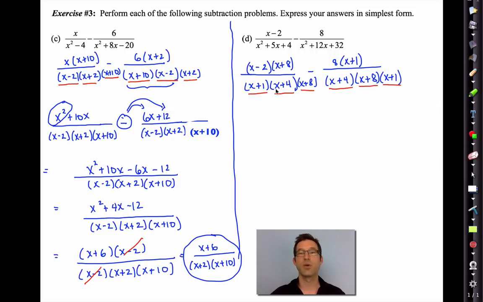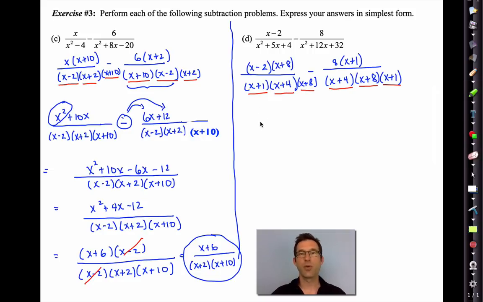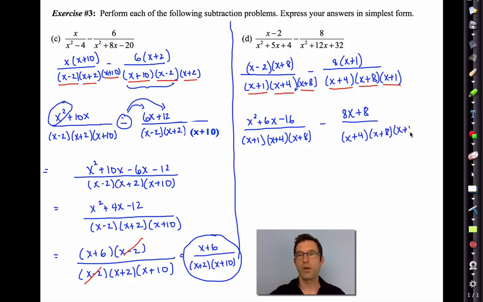There it is, x plus 1 times x plus 4 times x plus 8. Wonderful. So now let's multiply out the numerators. Now that first numerator is a little bit more complicated to multiply out, but it's just foiling. It's x squared plus 6x minus 16, all divided by x plus 1, x plus 4, x plus 8, I'm going to be writing that down a lot, minus, that second one's pretty easy to multiply out, 8x plus 8, times x plus 4, times x plus 8, times x plus 1.